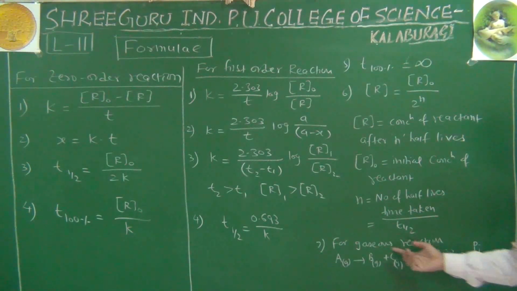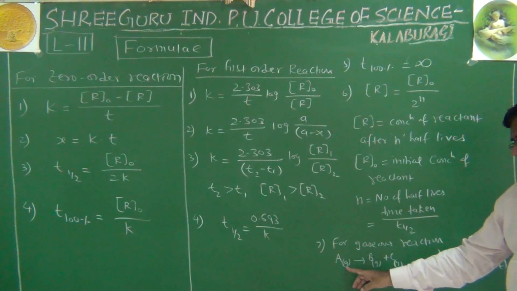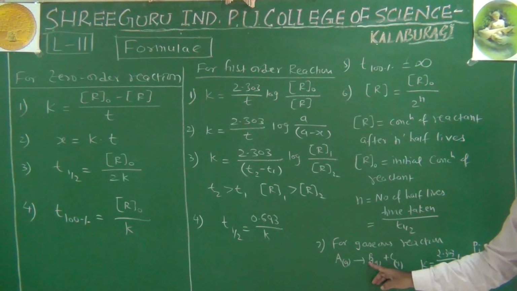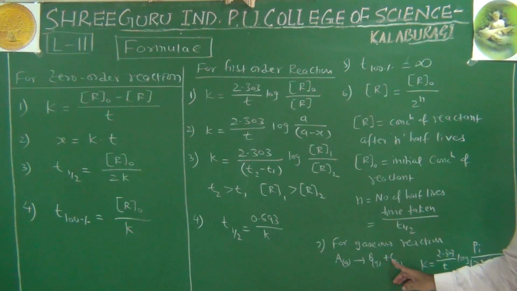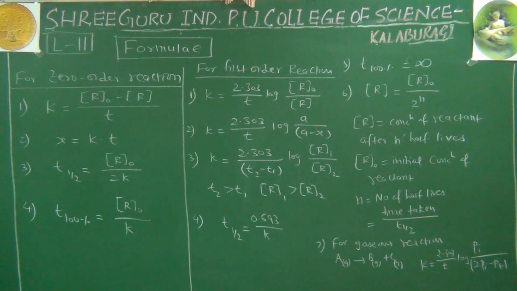And in this way we have also derived for a gaseous reaction, only this type of gaseous reaction. Remember, 1 mole of gaseous reactant A decomposes to form 1 mole of gaseous product B as well as 1 mole of gaseous product C. For this we have obtained the equation K equals 2.303 by t, log of initial partial pressure of A divided by 2 multiplied by initial partial pressure of A, minus the total pressure of the gaseous system at time t. This Pt is the total pressure at time t.